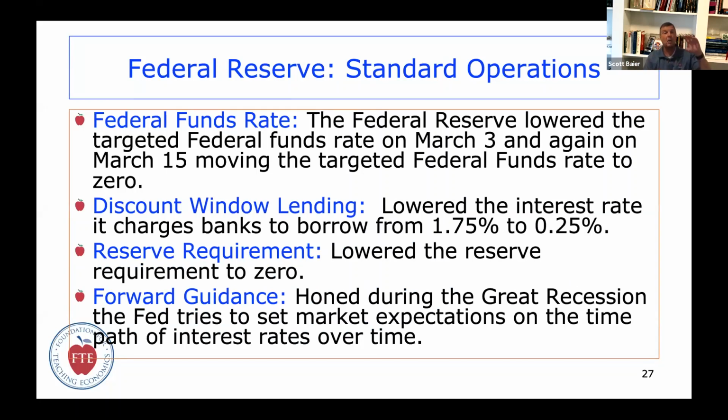So again, normal operating procedures, the Fed, they did these all on March 3rd and March 15th. They cut the federal funds rate, told member banks, if you want to borrow from us, come borrow from us, lowered the reserve requirement to 0, and then used forward guidance saying, hey, look, this is what interest rates are today, short and long. We're going to do everything we can to keep the interest rates as long as we can, setting market expectations.